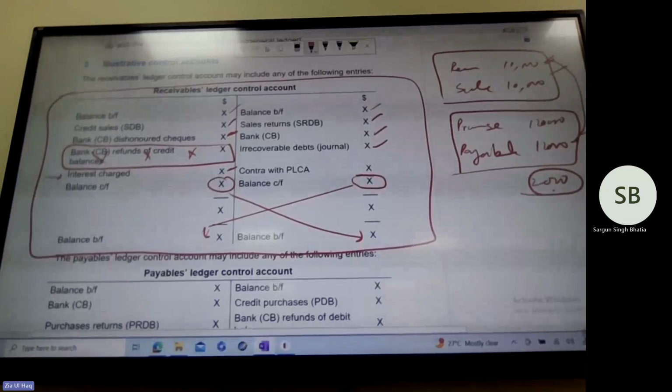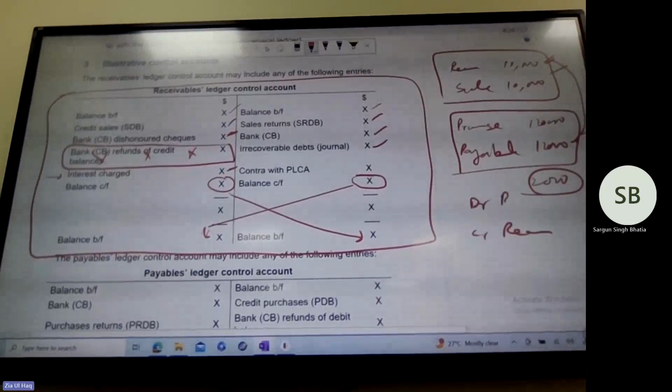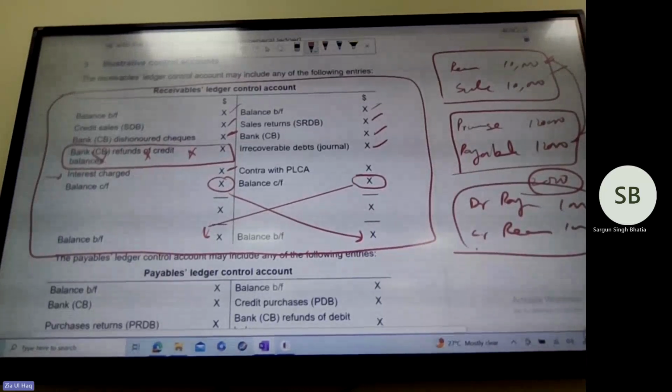If we are adjusting any receivable balance with a payable balance, that will be called a contra entry. How will we record this contra entry? This receivable we will eliminate, how? By crediting receivable, and this payable we will eliminate by 10,000, how? By debiting payable. So receivable is credit, payable is debit. So the credit to receivable will come on the credit side of receivable with contra entry. Contra entry means adjusted with the payable of the same company or the same person.